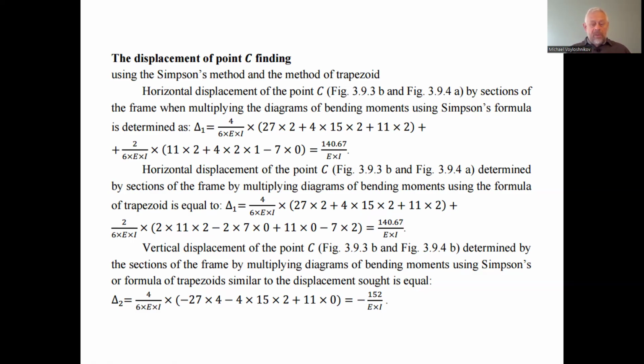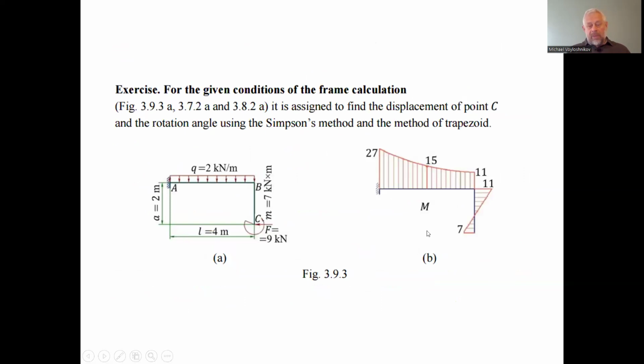Besides that, we can use the formula of the trapezoid to find the bending moment, to find the horizontal displacement too. But for the first leg of the mechanical system, we cannot use the trapezoid rule. As for the trapezoid, the assumption is that for all of the elements of the mechanical system, the bending moment diagrams have to be linear.